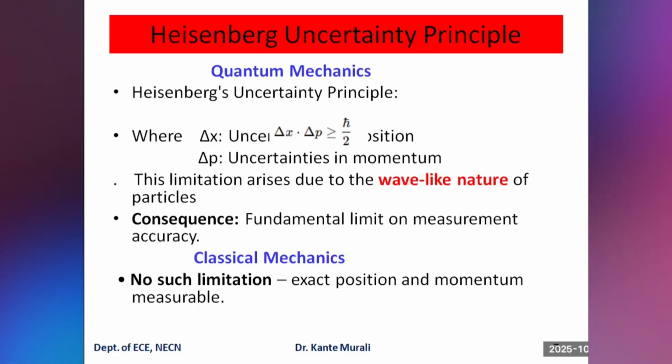However, in classical mechanics, there is no such limitation. As we discussed, the exact position and momentum are measurable. For example, if you try to pinpoint an electron's position precisely with a high energy photon, we disturb its momentum. That means the measurement itself changes the system's behavior or status.